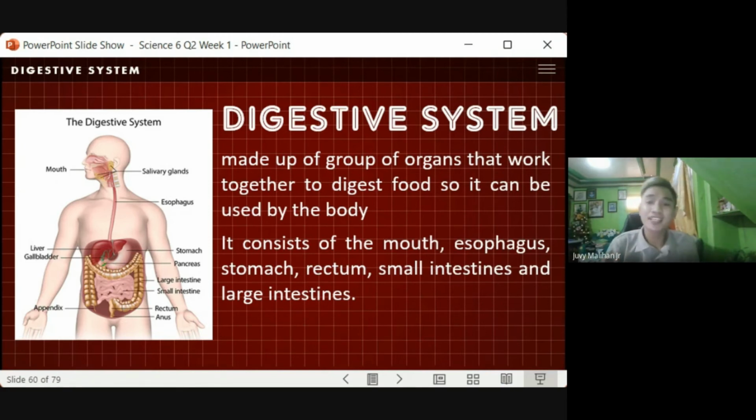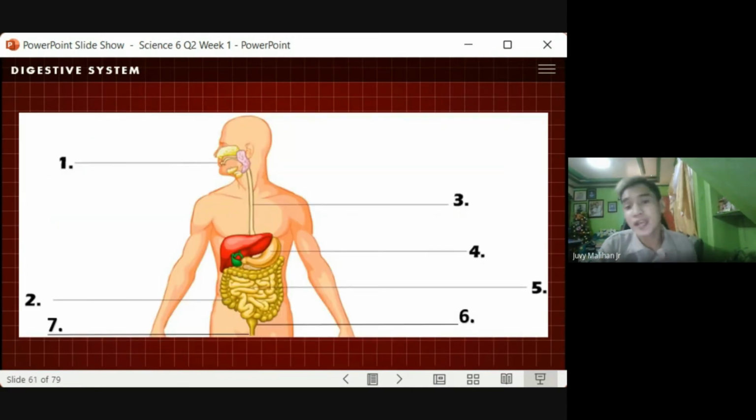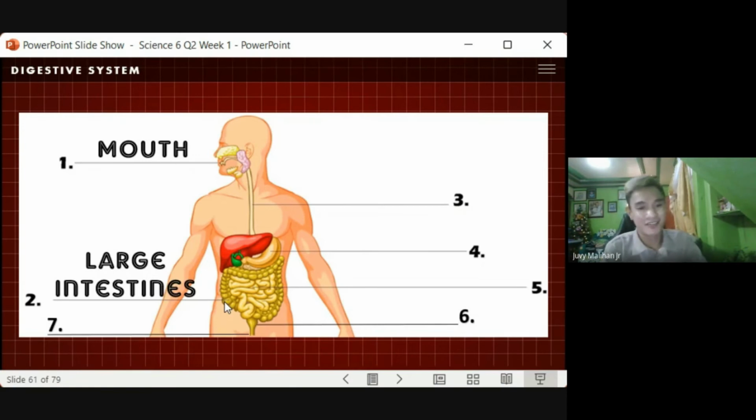These organs will work together to break down the food we eat into smaller pieces for the use of our body. So for you to be familiarized, class, with the different parts of the digestive system, let's have this activity. You are going to identify the numbered parts in the illustration. Number 1, ano kayang part ito? Very good. That is our mouth. Number 2, what is this? That is our large intestines. Very good. Number 3, what do we call this one? That is the esophagus. How about number 4?